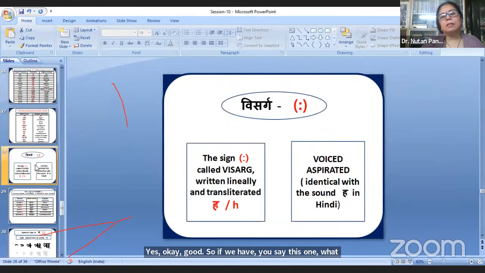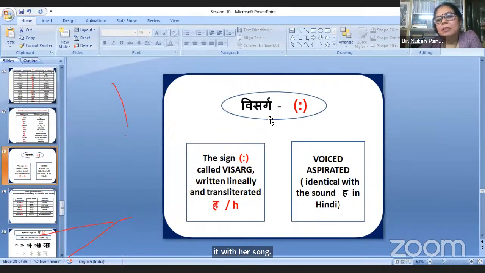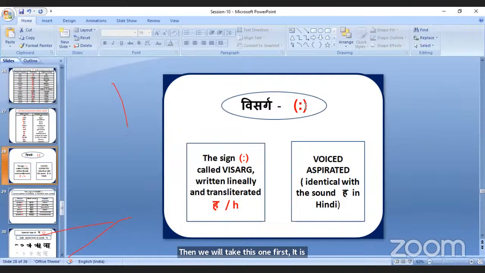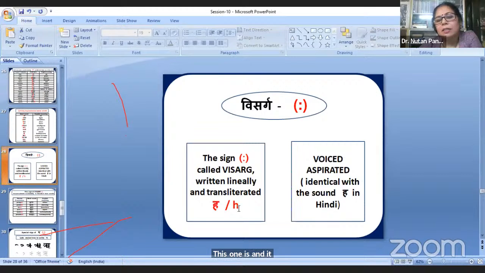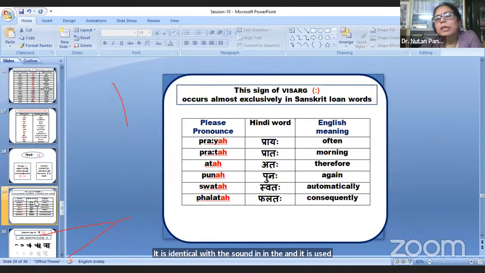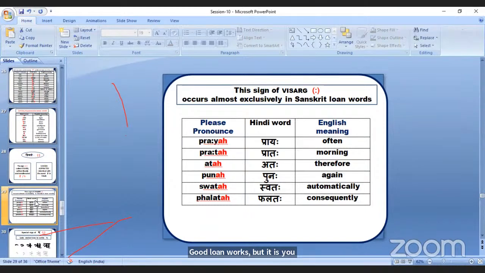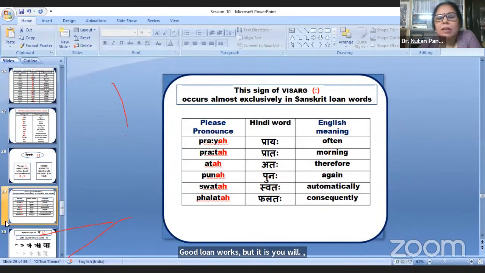If we are using this one, what we say is visarg. Because it is related with the ha sound, we will take this one first. Visarg is a sound of ha. The symbol of this one is transliterated as h in Hindi or English. It is identical with the sound ha in Hindi, and it is used only in Sanskrit loan words. It is still used in Hindi, but there are very few words having the visarg sign. If you see this symbol in some words, it will be pronounced as ha.